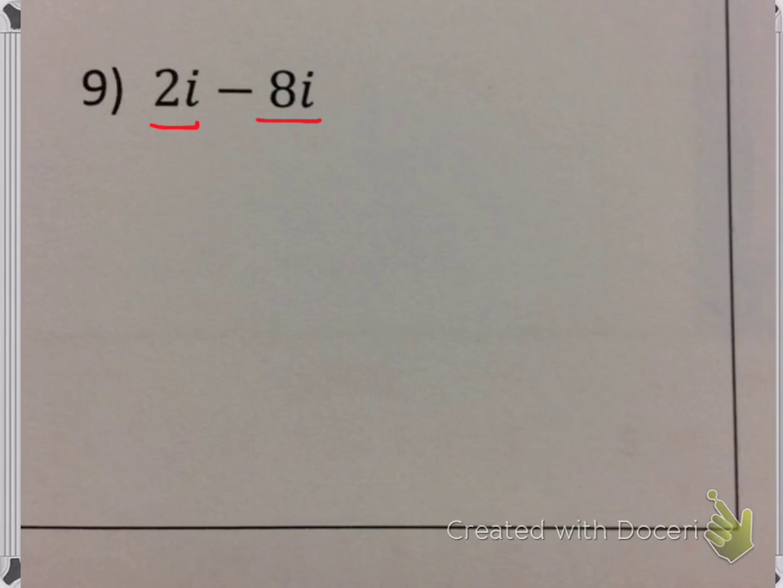This is actually subtraction. When we subtract imaginary numbers, we're going to treat the i's like it's a variable. So if we have exactly the same variable, we can just combine them together. So 2 minus 8 would be a -6, and we're going to throw our i back on and just leave it there.